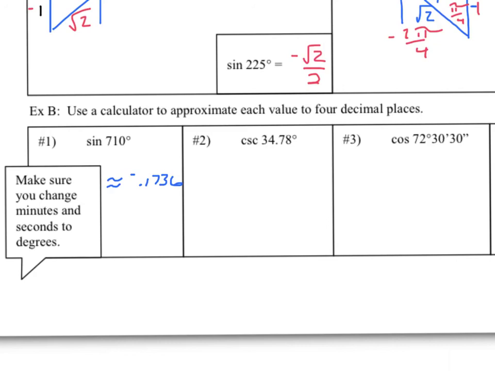The second problem, which is also in degrees: your calculator does not have cosecant in it. So cosecant is equivalent to the reciprocal of sine. So you type that into your calculator, and you're going to get 1.7531.